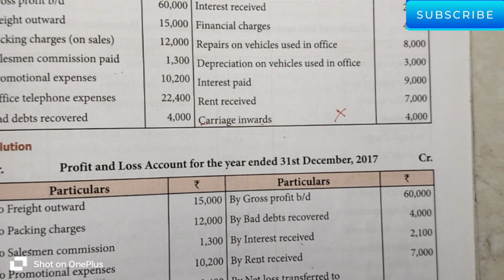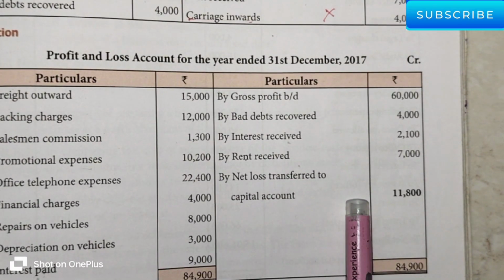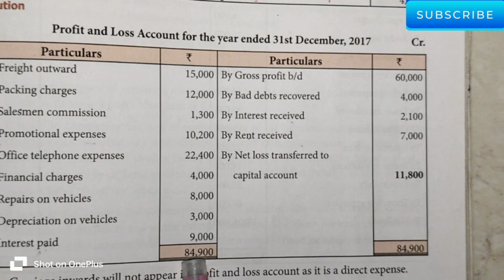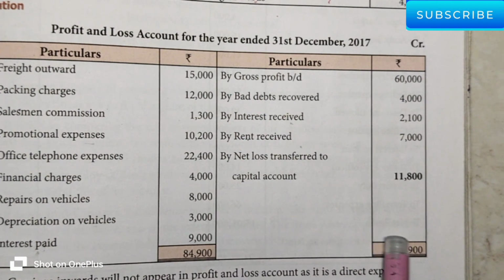Then you need to close the profit and loss account. For that you have to find the total. Which side has the higher value? The debit side has the higher value. How much? 84,900 rupees. So you consider 84,900 rupees as the total. You have to enter 84,900 on both sides as the total, on the same horizontal line.